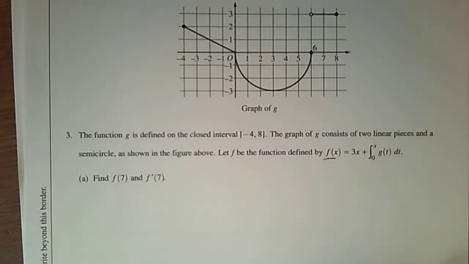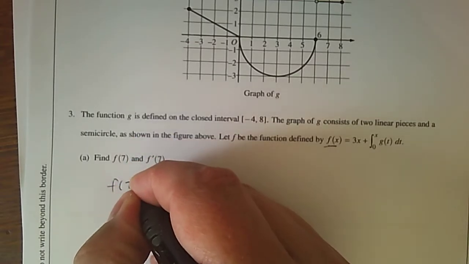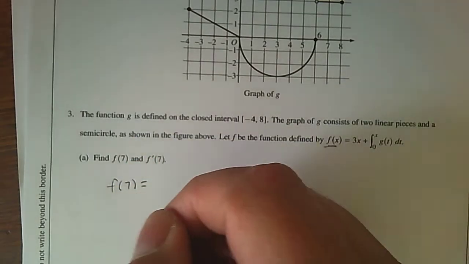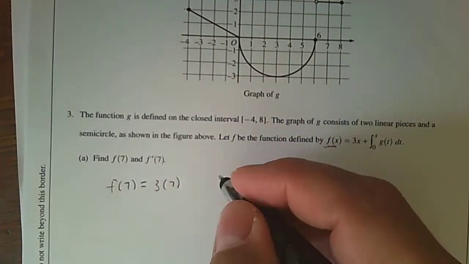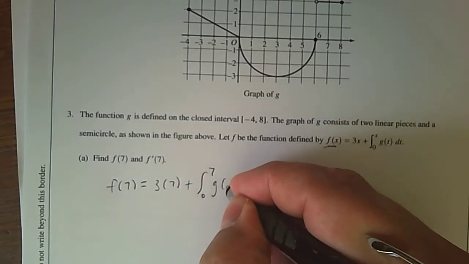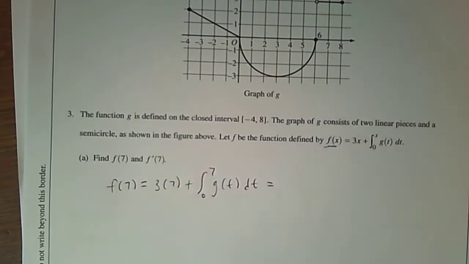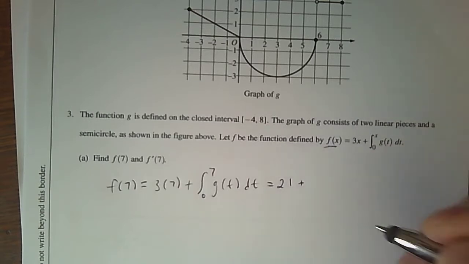So let's start with A, and how would we answer it together? Can you find f at 7? First question. So we write it down. Wherever there's an x, I'm going to put in 7, and then I'm going to answer it. So obviously 3 times 7, that's 21. Hey, that's the easy part.